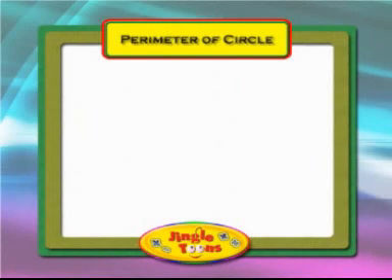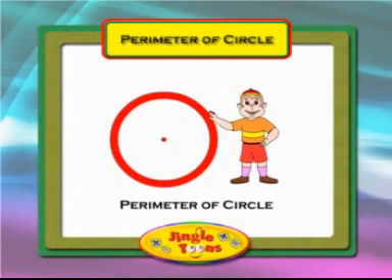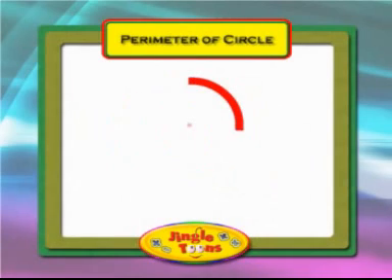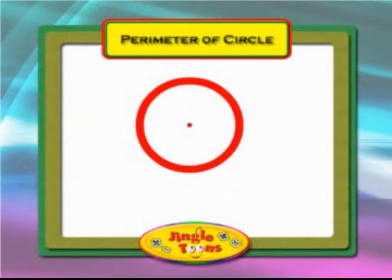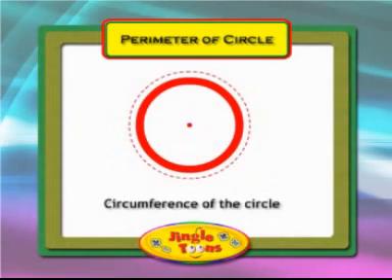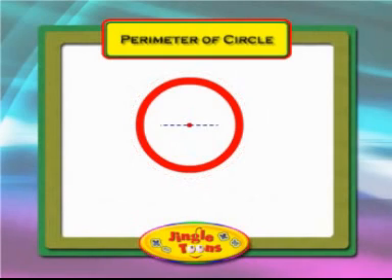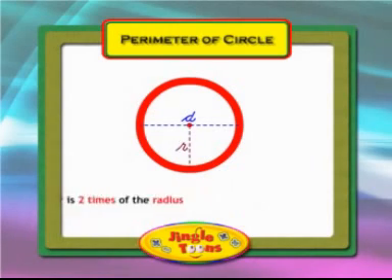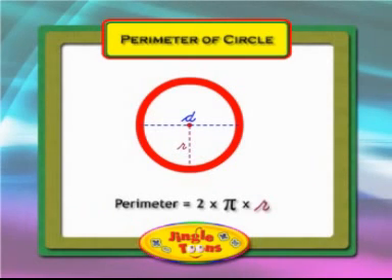Perimeter of circle. The perimeter of a circle is also called as circumference of the circle. For the circle with the diameter of D, the formula for perimeter is perimeter is equal to pi multiplied by D. As diameter is 2 times of the radius, hence perimeter of the circle with radius R is perimeter is equal to 2 multiplied by pi multiplied by R.